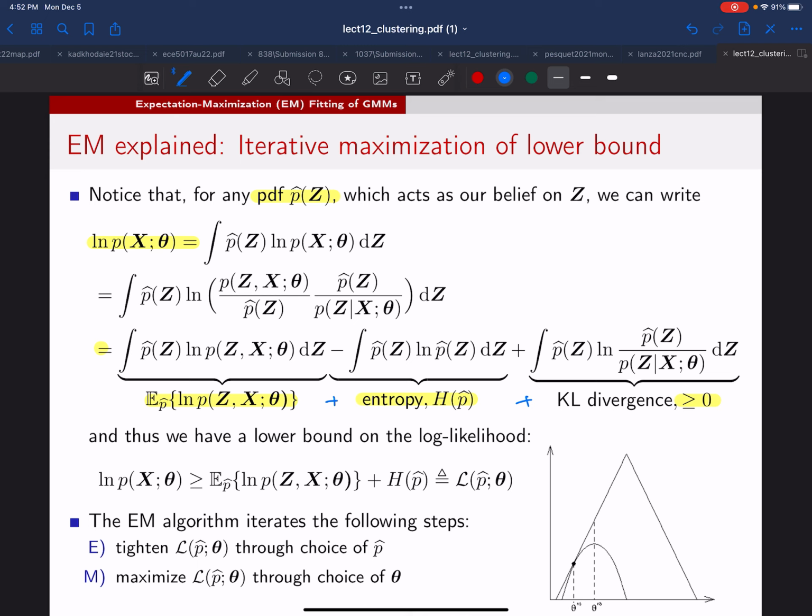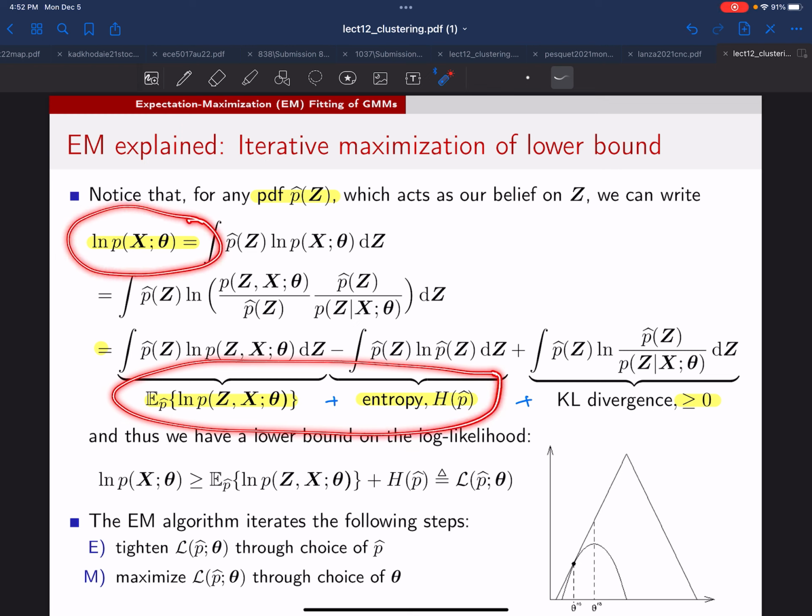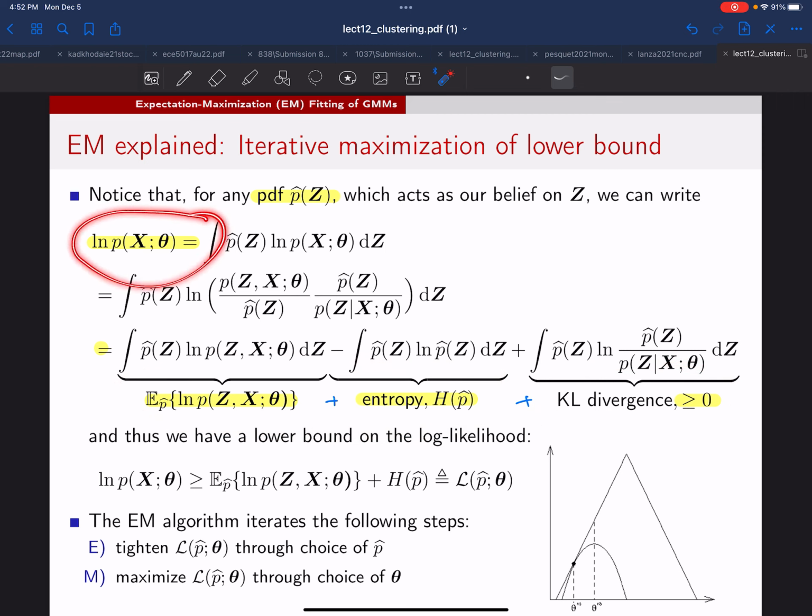And if you think about that, if you want to come up with a lower bound on this, because this is 0 or positive, the first two terms are a lower bound on this, because we need to add a positive or non-negative number to get back up to this. So this would be a lower bound. So that is what gives us this equation. The log likelihood is lower bounded by this sum of the first two terms.